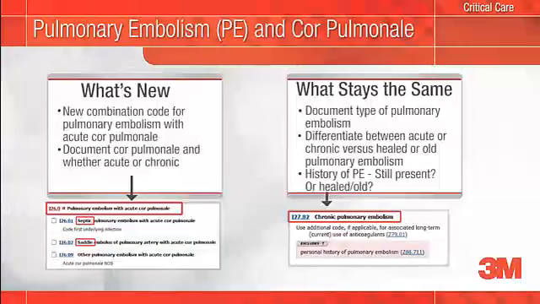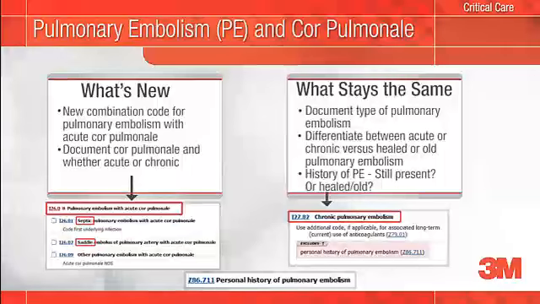Severity of illness is increased when a patient has a chronic pulmonary embolism, but there is no impact on the severity of illness when the patient has a personal history of pulmonary embolism. Note that documentation of healed or old PE results in the reporting of a code for personal history of pulmonary embolism.